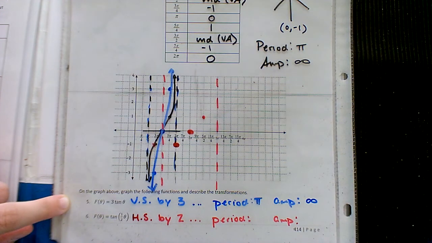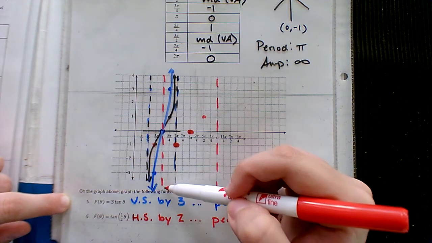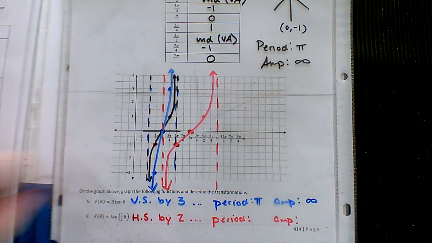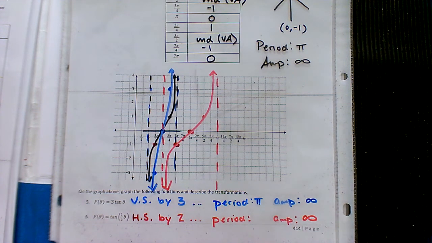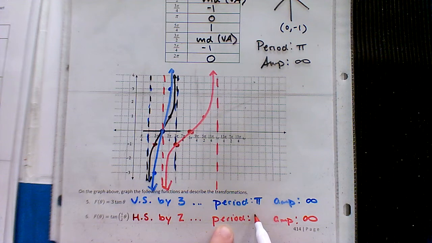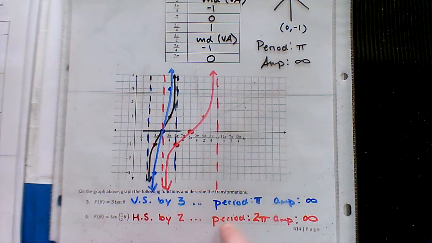All right, so if we connect the red dots, keeping inside those asymptotes, there's our horizontally stretched graph. So now notice how it's even curvier, okay, because we're stretching that curve horizontally. We're making it kind of more wavy. Let's see, our amplitude is still infinity because we're not changing that. We're just changing the width. And if we're stretching the width by 2, we need to take the original period and double it. So that would be 2 pi.